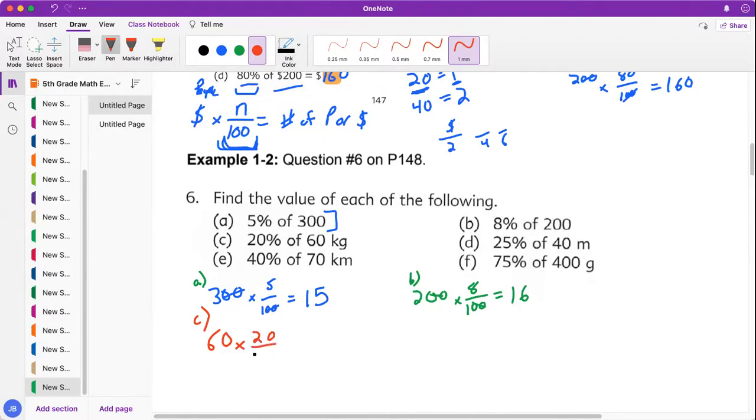Perfect. And because 20 over 100, this is the same as 20%. And the zeros cancel. So this cancels with this. Yes. And then this one can cancel with this one. Okay. And then that's 12. Perfect. So 12 kilograms. Does that make sense for everybody? Does everyone see why we got to cancel both the zeros?